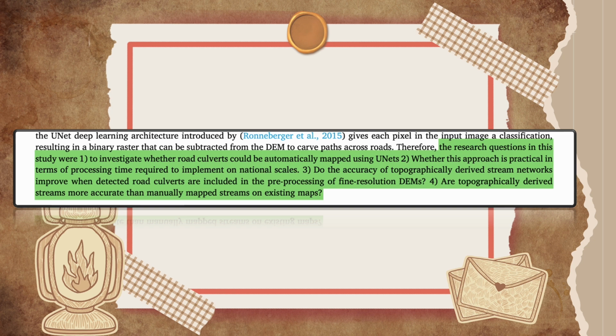The research questions in this study were, first, to investigate whether the road culverts could be automatically mapped. Second, whether this approach is practical. Third, does the accuracy of topographically derived stream networks improve? Fourth, are topographically derived streams more accurate than manually mapped streams? I also provided more information on the objectives during the fourth lesson of Academic Writing and Publishing 101.